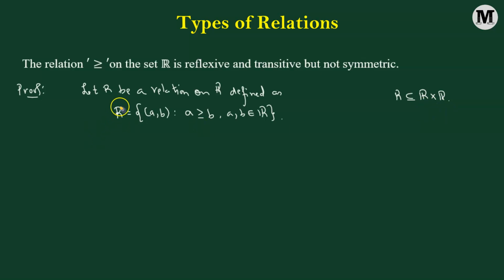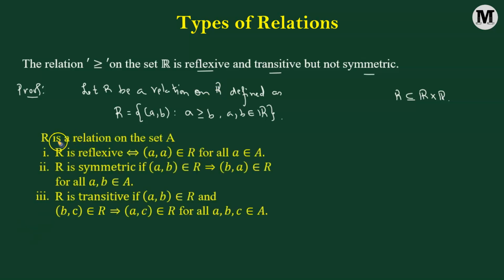Okay, now we need to show that the given relation R is reflexive and transitive, but it is not a symmetric relation. So let's quickly go through each of the definitions. Let's say we have a relation R on the set A. Then R is going to be a reflexive relation if and only if the ordered pair (a, a) belongs to R for all a belonging to the set A, meaning for all the elements that we pick from the set A, if the ordered pair (a, a) belongs to the relation R, then we can say that R is a reflexive relation.